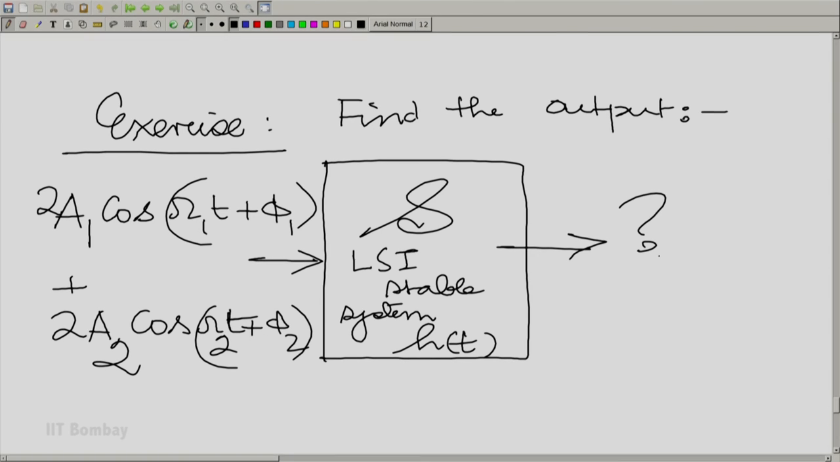What is the output here? And the hint is very simple. Remember, the system is linear. So, if I have a sum of two inputs, you could find the output individually to each of those inputs and calculate the net output.